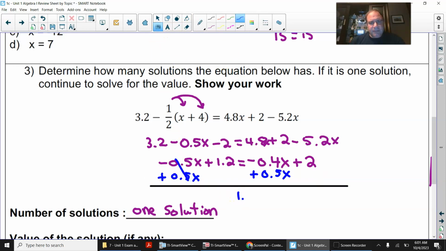This cancels. I'm going to go down here. 1.2 equals 0.1x is the only thing left with that. Negative 0.4 plus 0.5x is 0.1x plus 2. And then you subtract 2 on both sides.